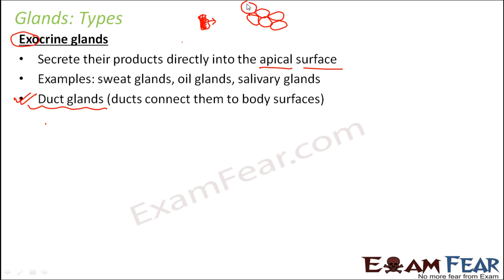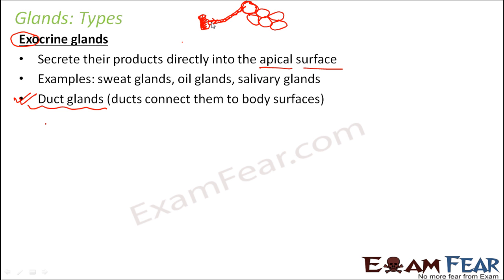So where is the apical surface? Apical surface is nothing but that surface of the plasma membrane which faces the lumen. That means the inner surface of the plasma membrane. Now there has to be something which will connect this exocrine gland to the apical surface, and what is that? That is nothing but a tube-like structure which is known as a duct. And through this duct, it will secrete the substances directly onto the apical surface.